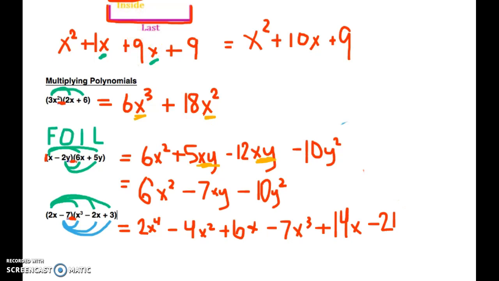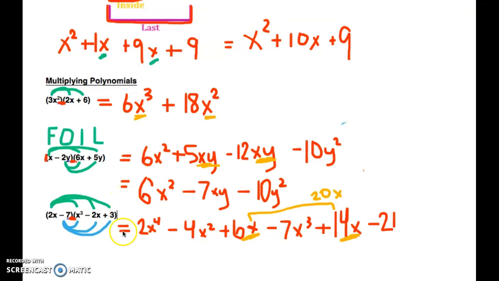Let's go through this problem and see if we have any similar last names or like terms. I have x to the fourth. Do I have any other x to the fourths? No, I don't. Here's an x squared. Do I have any other x squareds? No, I don't. Here is an x term, and here is an x term. So it looks like I will be able to combine these two x terms, and I should be able to make a 20x with those. 6x plus 14x gives me 20x.